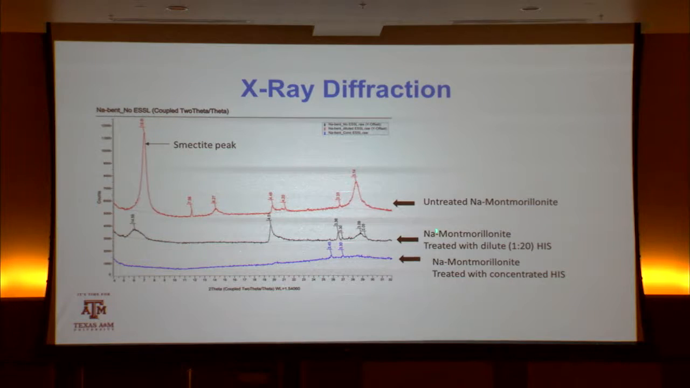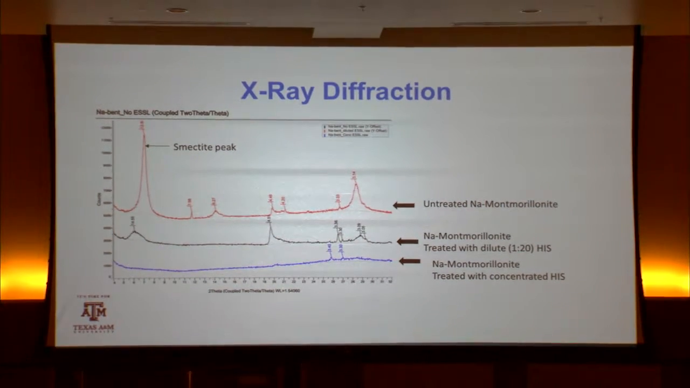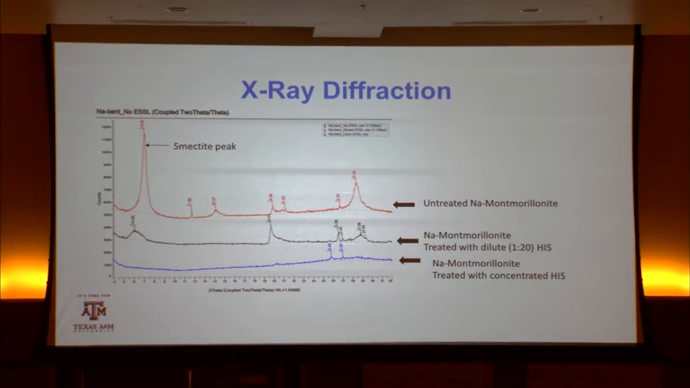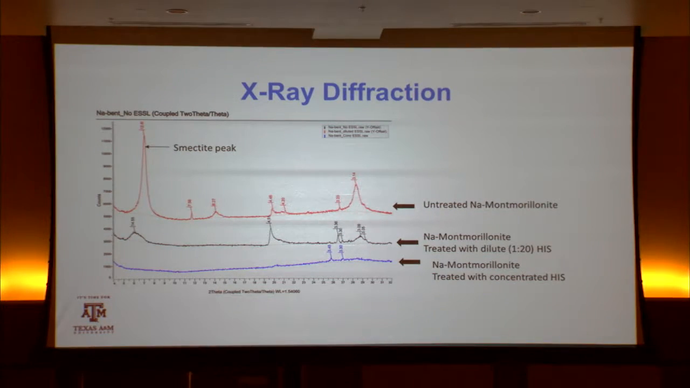If I come down here with this sodium saturated montmorillonite or smectite, and we know if it's sodium saturated, it's really got a great swell potential. If I put in a 1 to 20 solution of this acidic oil, and inject it or react it with the soil, then we see these peaks diminish. They're not gone, but they diminish to a certain level.